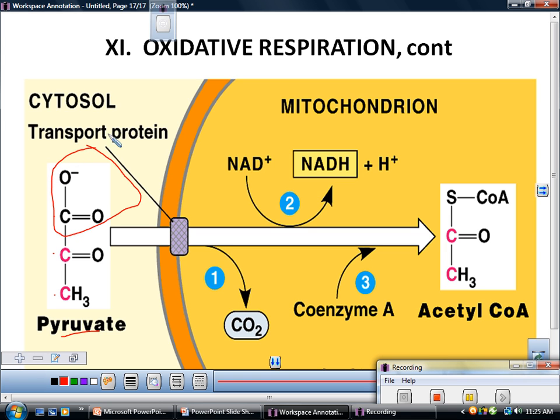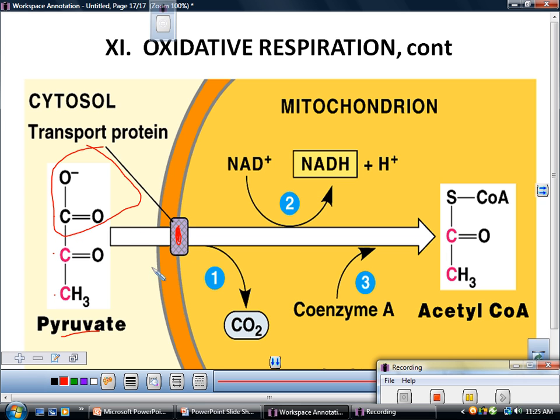It is so reactive, so charged, that the only way for it to get into the mitochondria is through this transport protein, and that is a type of active transport. So it has to go from low to high across that mitochondrial membrane to get in.